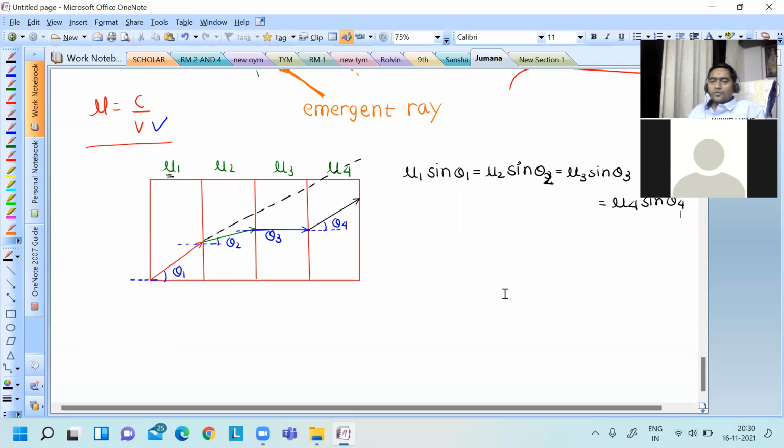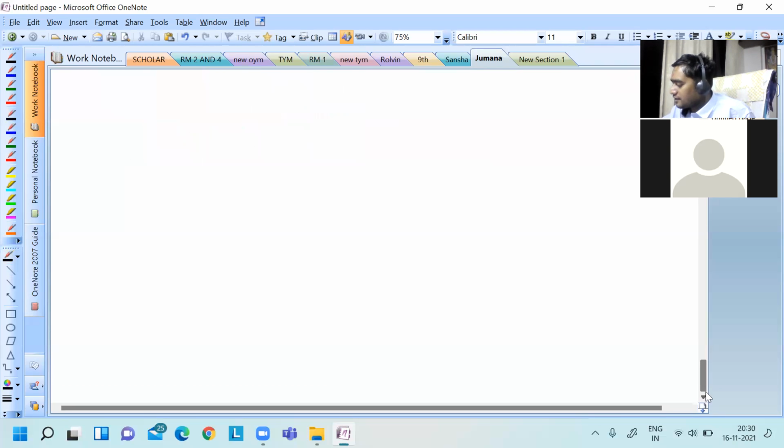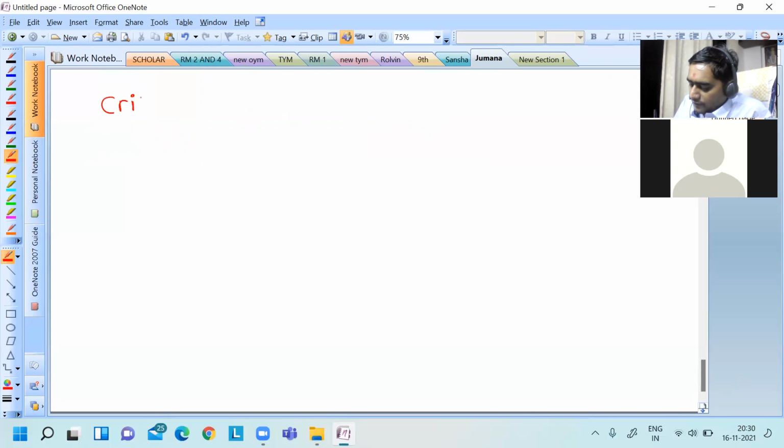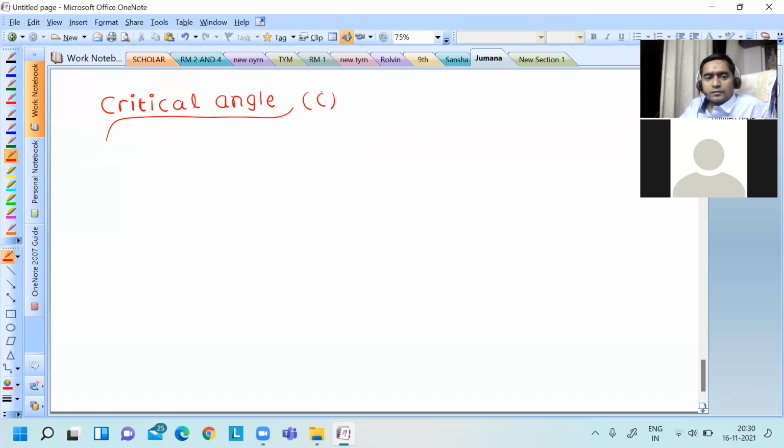Now we have the critical angle. The formulas are not given, so we are just studying the experimental observations. Do you know what the critical angle is? How do you denote it, C or theta? The critical angle will be the angle between the normal and the incident light.